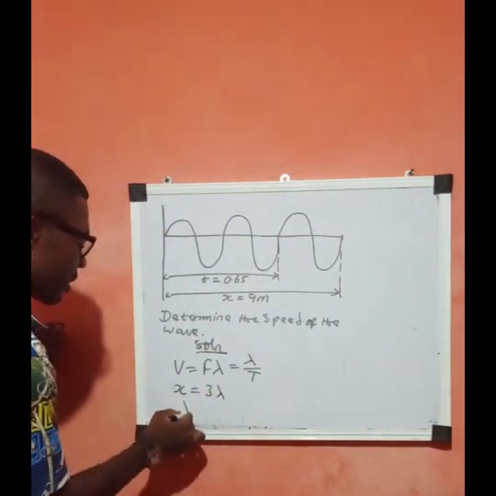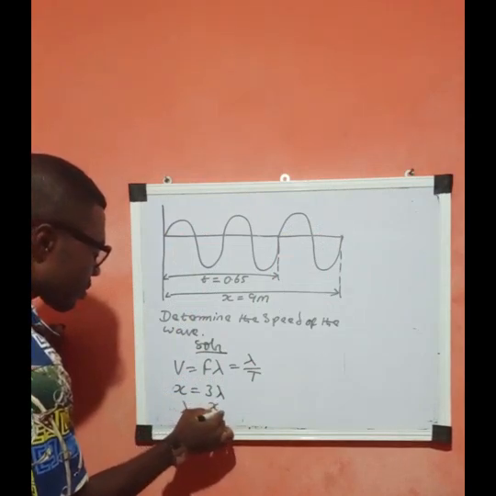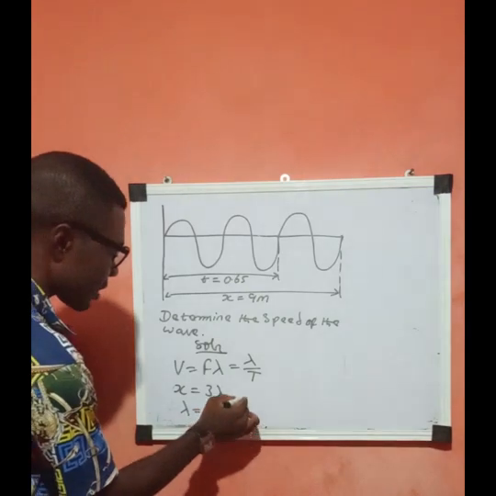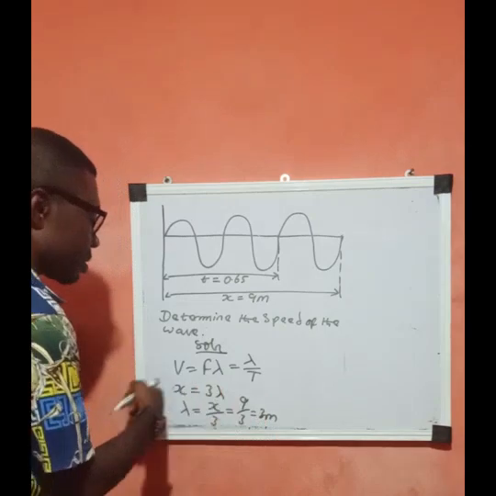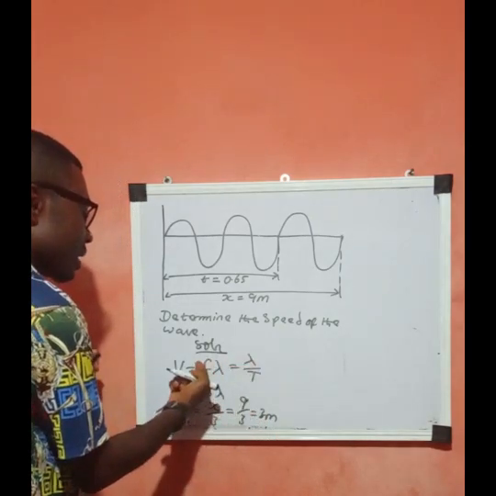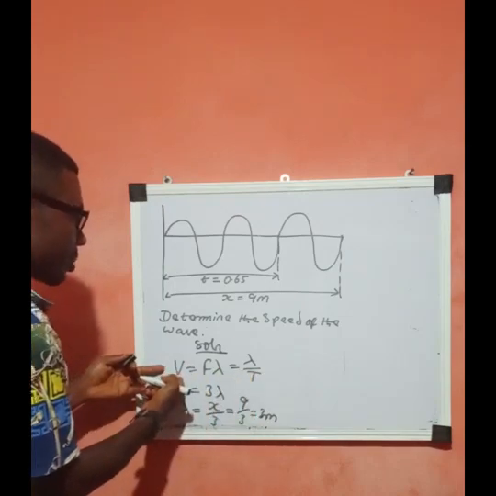So the wavelength is equal to x over 3, and x is 9. So 9 over 3 will give us 3 meters. So the wavelength is 3 meters. We have gotten the wavelength. So we need either the frequency or the period in order to determine the speed.